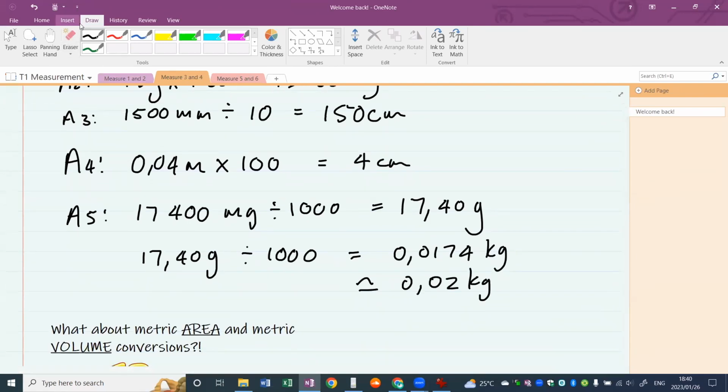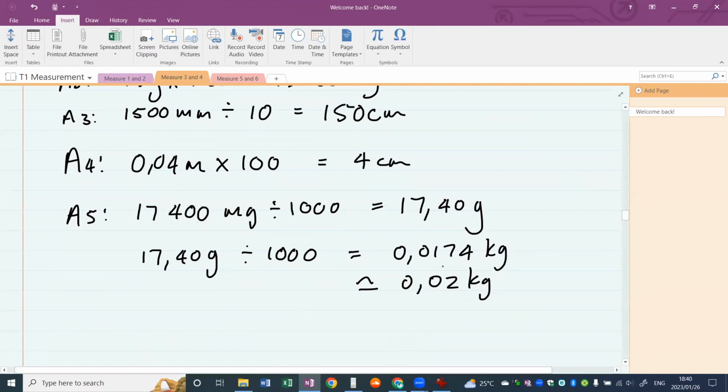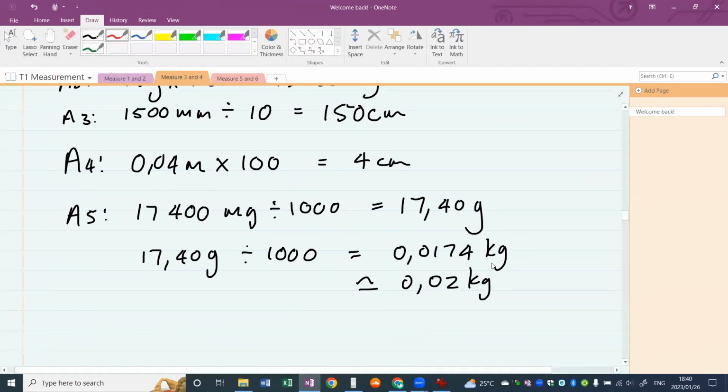If they're saying round off to 2 decimal places, we have to look at the second decimal in 0.0174, which is the 1. Will that 1 change? Yes, the 7 is bigger than 5, so the 1 becomes a 2. So that leaves us with 0.02 kilograms.